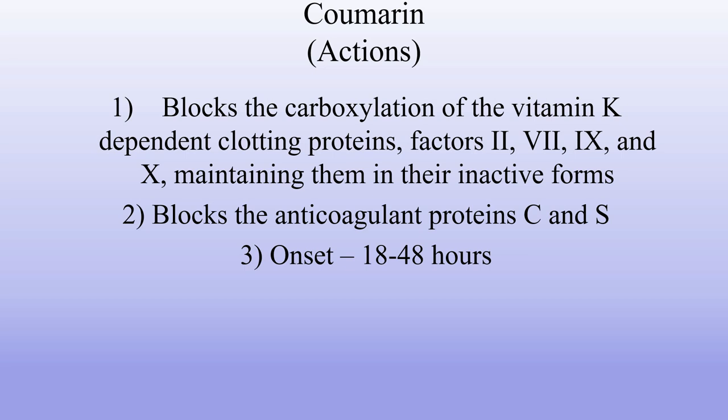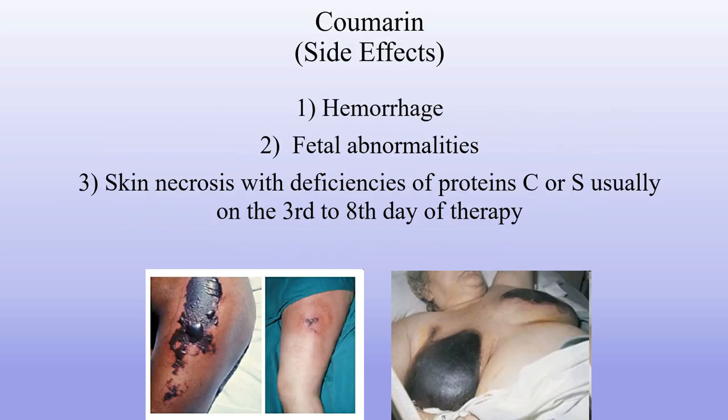Actions of coumarin: blocks the carboxylation of the vitamin K-dependent clotting proteins, factors 2, 7, 9, and 10, maintaining them in their inactive forms, blocks the anticoagulant proteins C and S, onset 18 to 48 hours. Side effects of coumarin: hemorrhage, fetal abnormalities, skin necrosis with deficiencies of protein C or S, usually on the 3rd to 8th day of therapy.